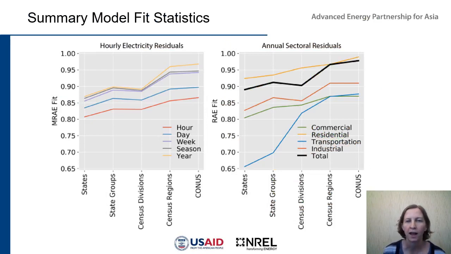Another way to look at how well our bottom-up modeling was able to represent historical data is by looking at these model fit statistics, where a model fit statistic of 1 means that we're matching the top-down data exactly, and the lower our number is, the worse we're matching.